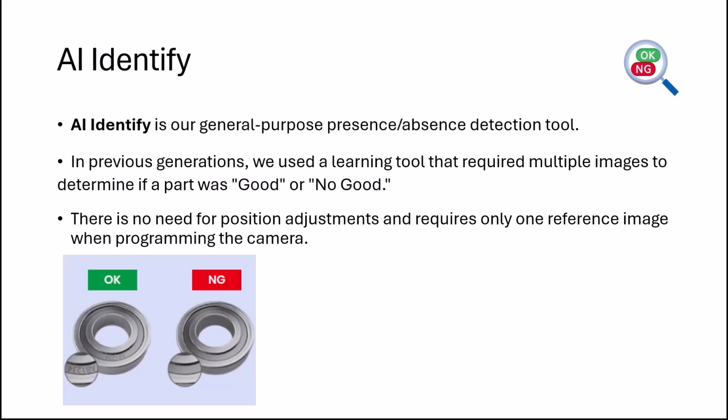In previous generations, we've used a learning tool that required multiple images to determine if a part was good or no good. With our AI Identify tool, we've introduced a new algorithm that incorporates object detection, allowing the tool to recognize and track the part in front of the camera. This eliminates the need for a position adjustment and requires only one reference image when programming the camera.